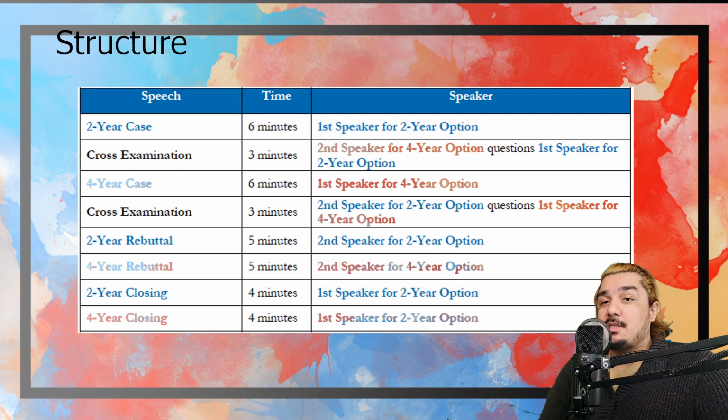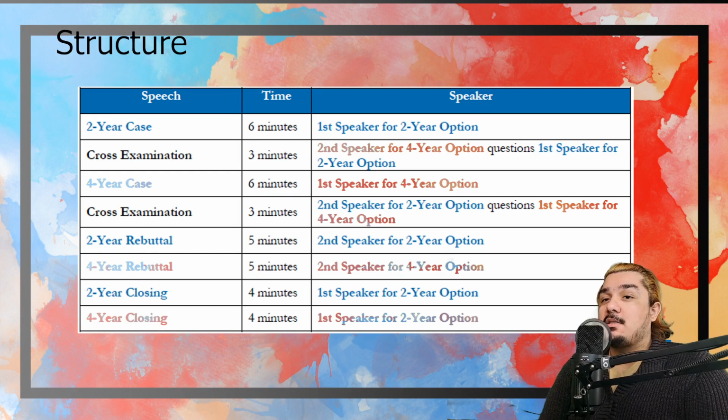Your case speeches should only establish your case, whereas rebuttal speeches will be your chance to respond to your opponent's case and extend your case. Closing statements should summarize your final points for both your case and your rebuttals. To clarify, there is no affirmative or negative in this debate. There are simply 2 competing cases.